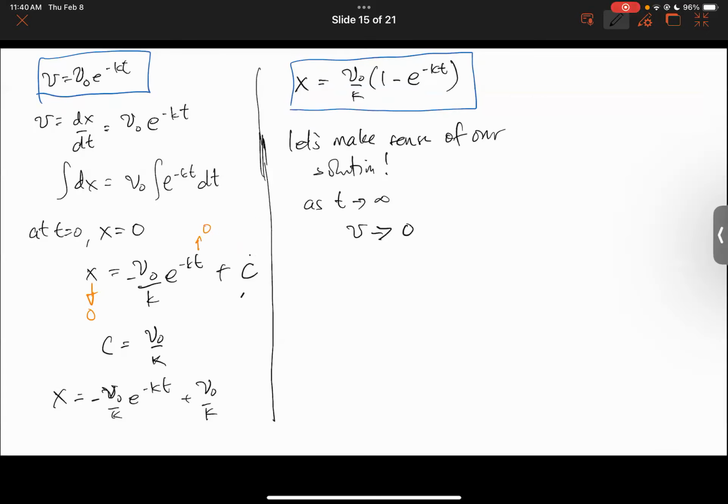What about for x? For x, as t approaches infinity, yung exponential term dyan will approach 0. So, x will approach v naught over k.